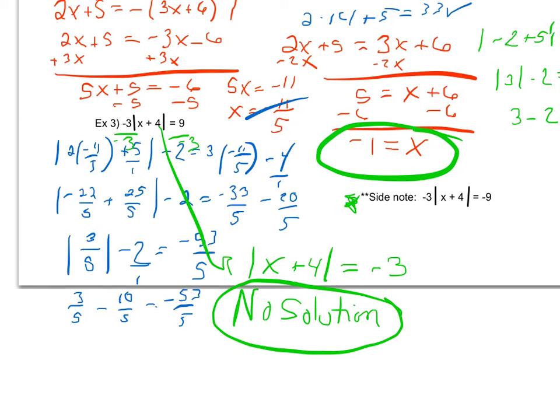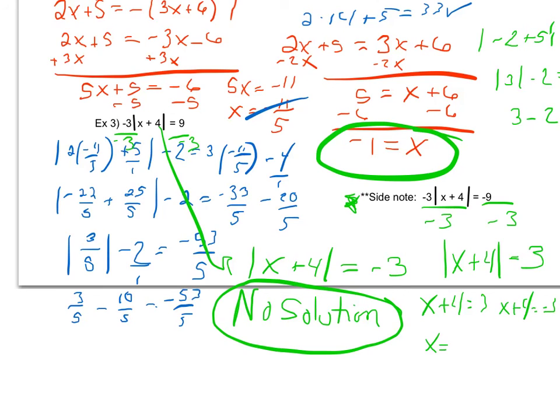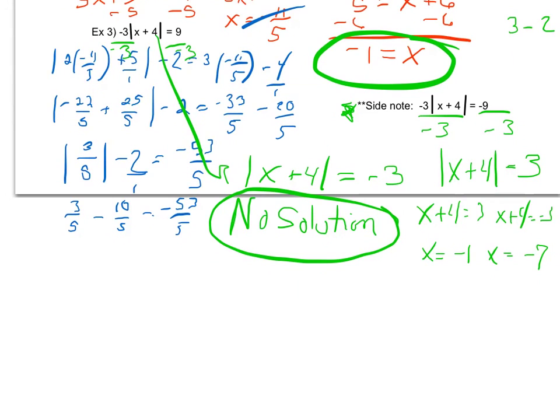But if I draw your attention over here to this side note, notice here maybe your initial reaction is, oh, it's negative, there's no solution. But my absolute value bar is not by itself yet. Notice if I divided both sides by negative 3, I would get absolute value of x plus 4 equals positive 3. So notice I could solve this by setting x plus 4 equal to 3 and x plus 4 equal to negative 3. So giving me x equals negative 1, x equals negative 7. And again, then I would go back and check those.